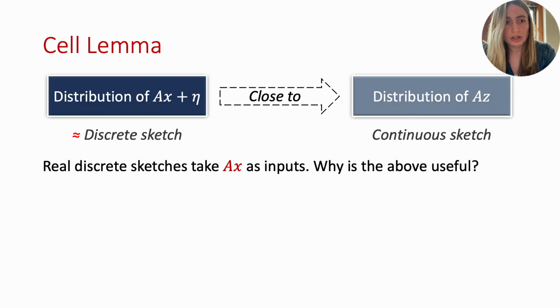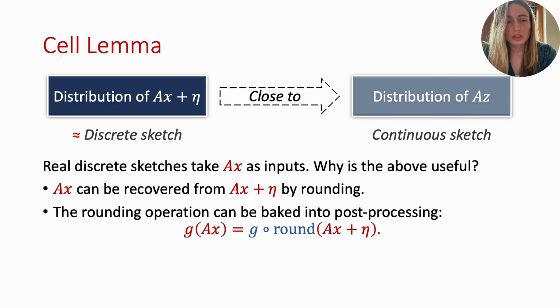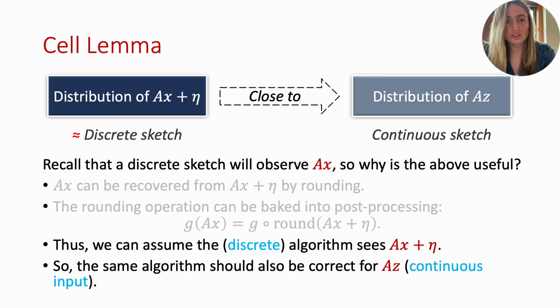So you may now wonder, real discrete sketches will actually just observe A times X as the input. So why was this useful? Well, we can always recover A times X from AX plus eta just by rounding inside of the unit cell of the lattice. So we can just assume, without loss of generality, that the discrete algorithm will see AX plus eta. And so the same algorithm should also be correct for continuous Gaussian inputs, A times Z as well.